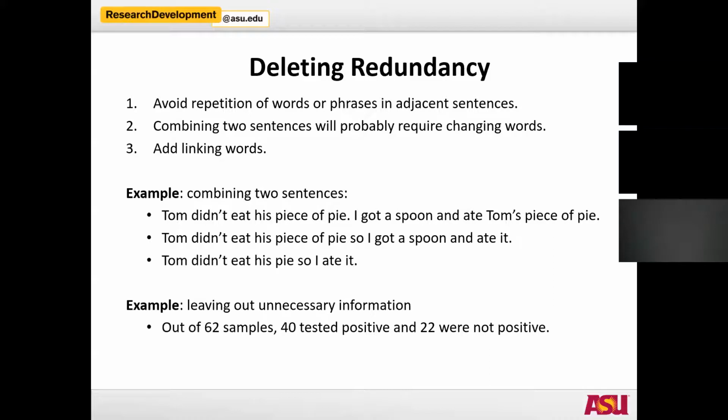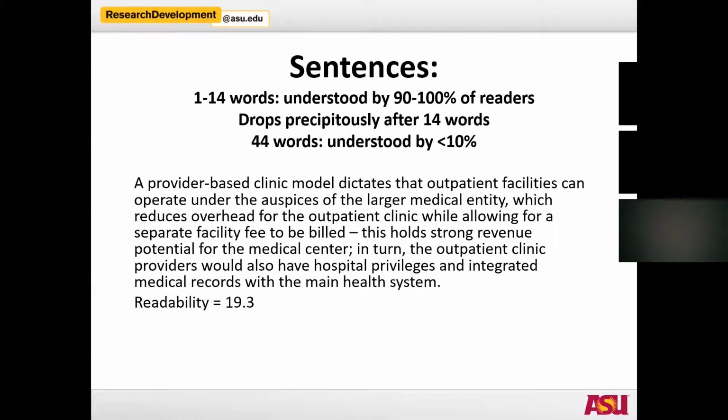Leaving out unnecessary information. Out of 62 samples, 40 tested positive and 22 were not positive. So what can you delete? Well, probably if somebody's reading a sentence like that, they can figure out that if 40 were positive, 22 were not. So when would you need it? What if it was 40 tested positive, 20 were not positive, and 2 failed? Then in that case, that's important information. So you have to evaluate everything.